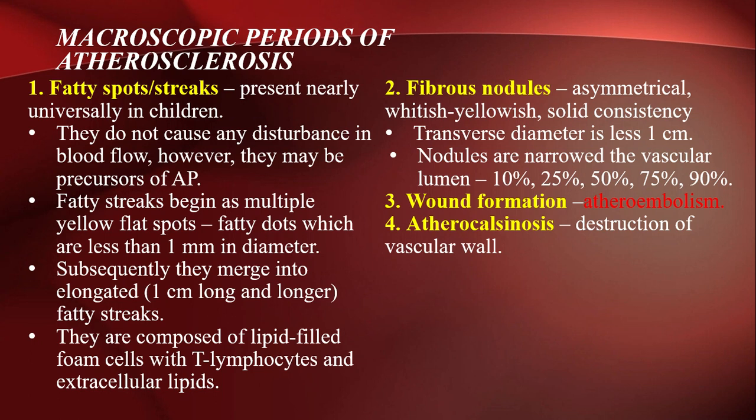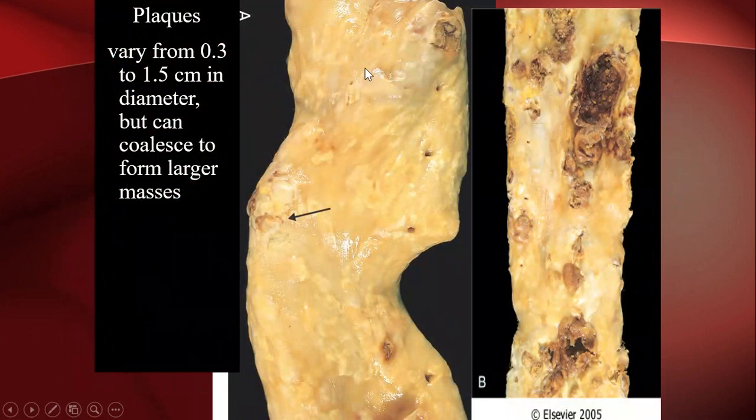Second period, we call the fibrous nodules. Symmetrical, whitish yellowish, solid consistency. The transverse diameter is less than 1 centimeter. Nodules narrow the vascular lumen, which we classify as 10%, 25%, 50%, 75%, and 90%. Then this is the wound formation period, for formation of the atheroembolism, the content of the atherosclerotic plaque can cause the embolism. And finally, the calcium salts sediment into the wound and here forms the arteriocalcinosis, the destruction of the vascular wall. Here we see the plaques whose diameter varies between 0.3 to 1.5 centimeters, but they can merge to form larger masses.